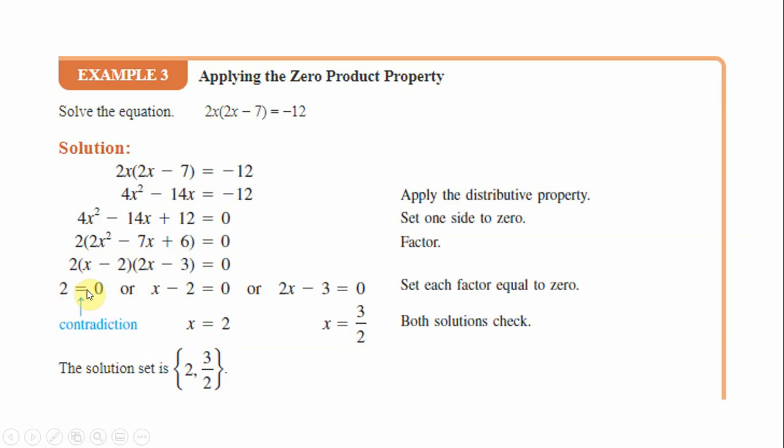Here I'm going to look at each factor being equal to 0. When is 2 ever equal to 0? Never. So I don't have to worry about this 2. All I have to worry about is these two. Setting each factor equal to 0, x minus 2 is equal to 0, plus 2 gives me x equal to 2. From the method from last section, from the linear part, plus 3 gives me 2x equal to 3, and then I divide by 2 to get rid of the 2, and that gives me x is equal to 3/2. And it says both solutions check, but we put it back in there and see if it gets us our original number, the negative 12. And there's our solution set.